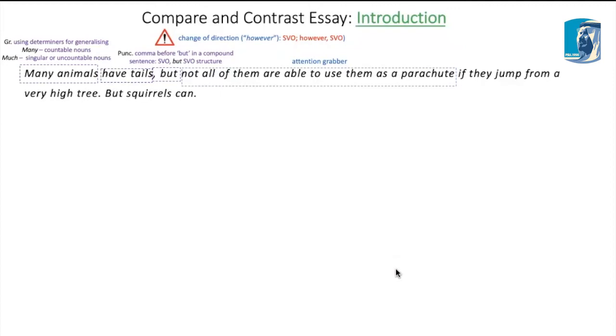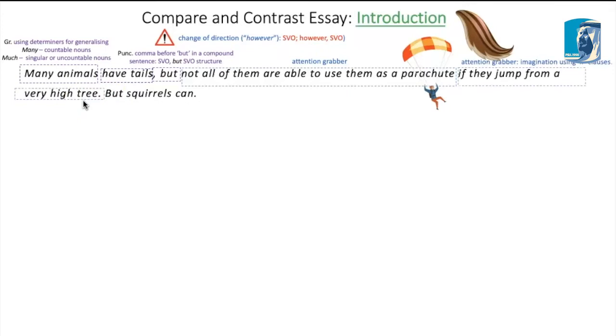Here we have this attention grabber. So what's interesting about this information is we're saying many animals have tails, but not all of them can use them the same. And what we've included here is the idea of a tail being like a parachute. Now a parachute is often, or only usually, associated with human beings and not animals. And now what we're saying is that animals are using their tails as parachutes if they jump from a very high tree. But not many animals are jumping from very high trees.